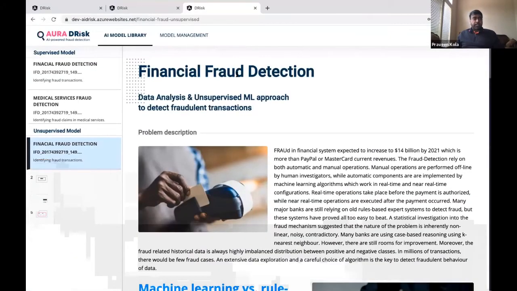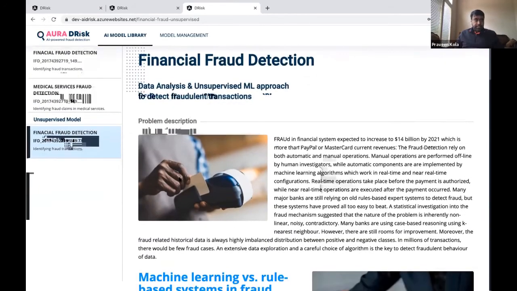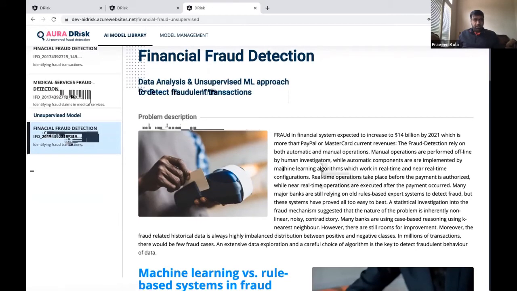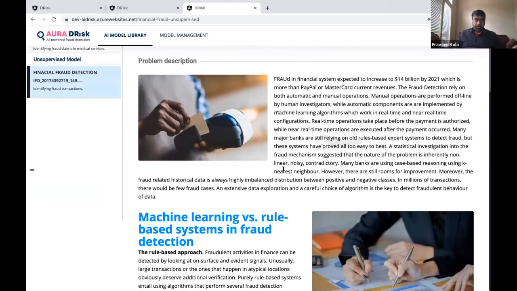What you're seeing on the screen is our RDRisk landing page. We have an AI model library, both supervised and unsupervised, and we are adding to these models as and when they are time tested and deployed. What you're seeing is, in business language, how a financial fraud can be handled with an unsupervised model. As I was mentioning before, an unsupervised model is for when you don't know what the fraud is sitting in your data. That means the data is not labeled.